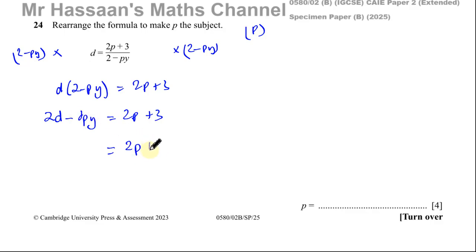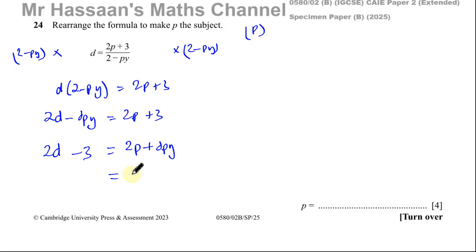So I'm going to add dpy to both sides. So I'll end up with the p's on this side. On this side, I've already got 2d, and here I want to get rid of the 3, so I have to subtract 3 from both sides. Now I've got the p's together on one side. What do I do? There's two terms.